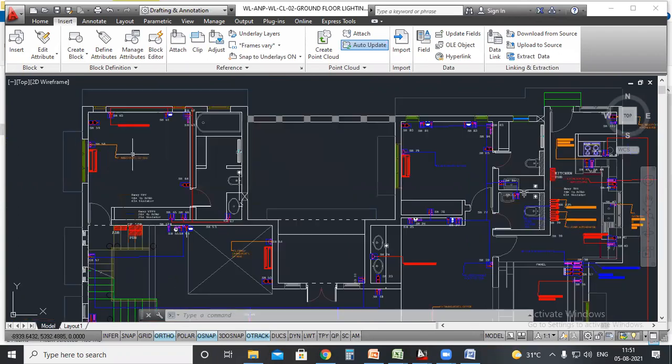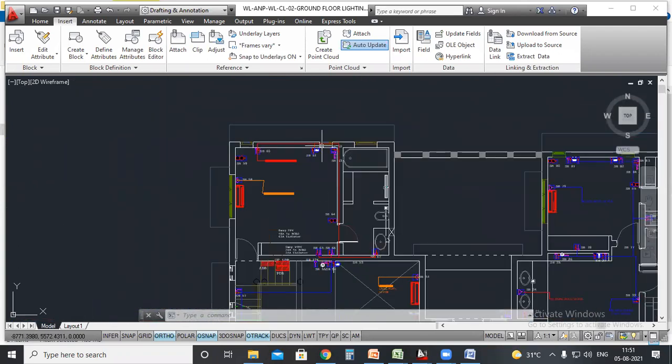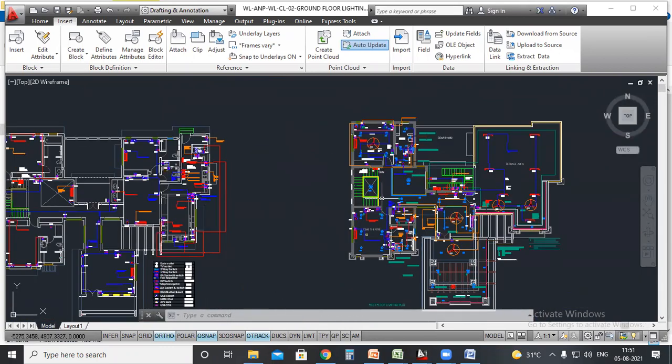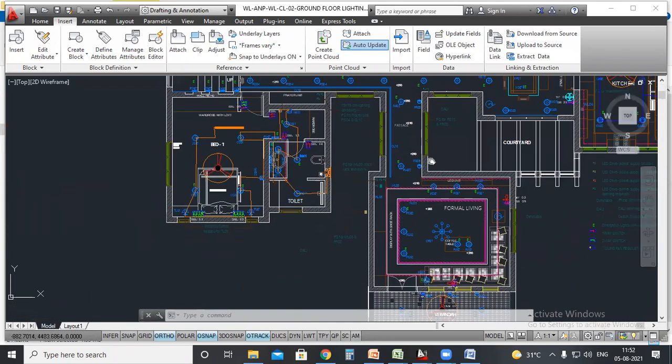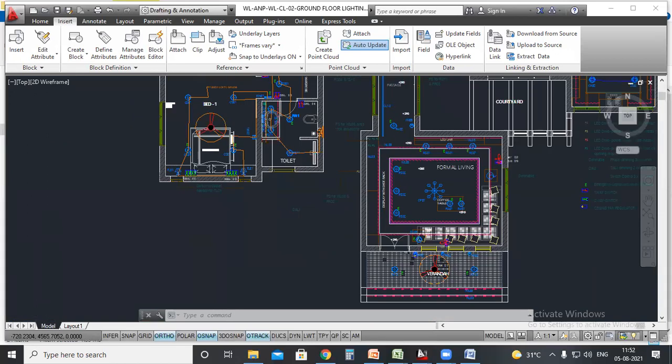Okay, so you can see this is actually the power drawing. You can only see the power utilities here, sockets and switches only. The lighting drawing is provided separately. So this one is a lighting drawing. You can see ceiling fans, lights. Okay.